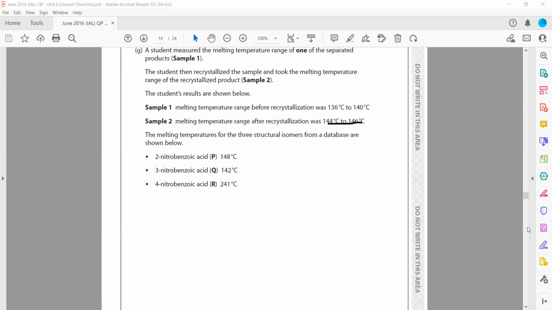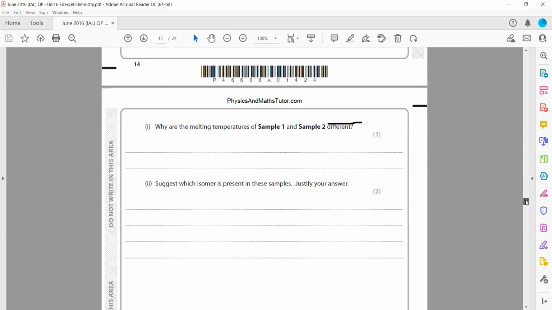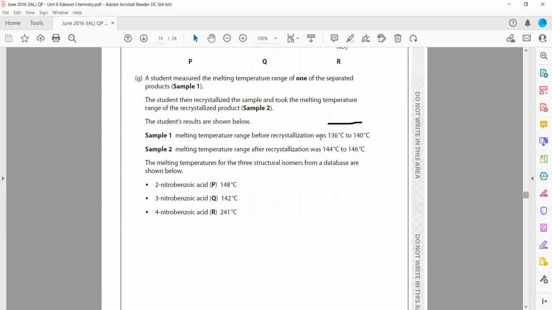Then the last part, we have to suggest which isomer is present in the sample. So which one is present in the sample? When we check, these are 148, 142, and 241. First, R cannot be. Why can R not be? Because R has a melting point of 241, but these temperatures are not near that. So it cannot be R. So either P or Q can be there.